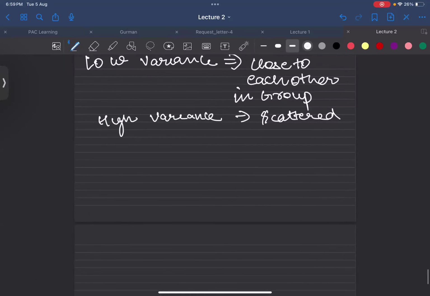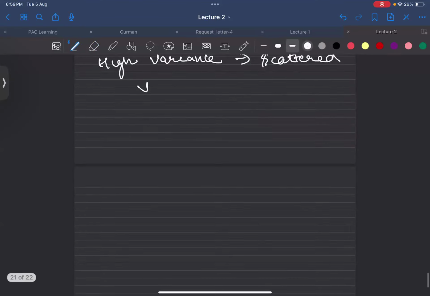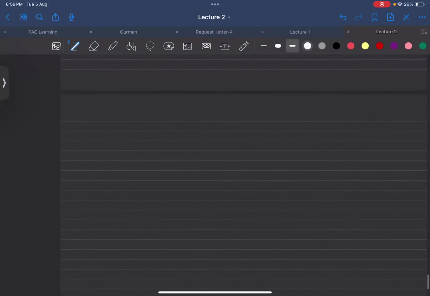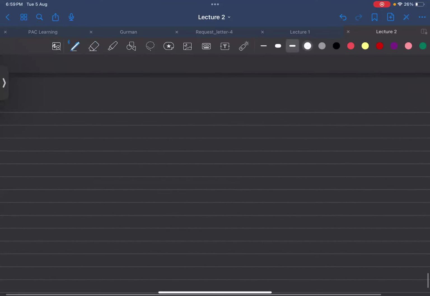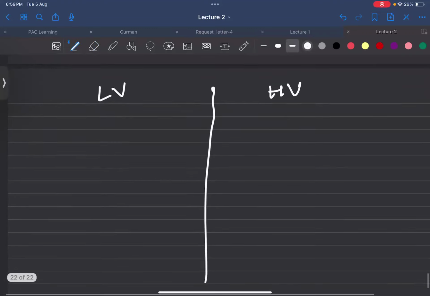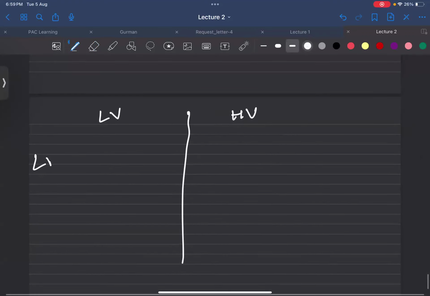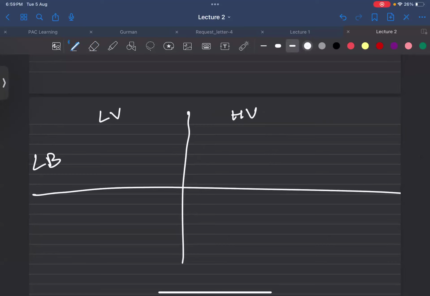So I'll just make a chart so that you'll have the clarity. Let's take low variance, high variance, low bias.